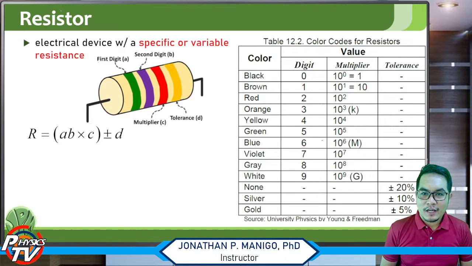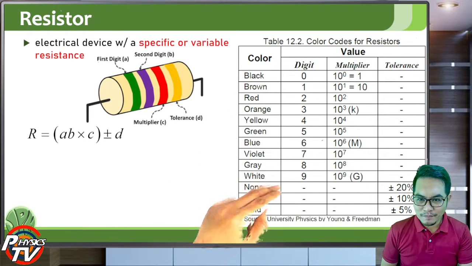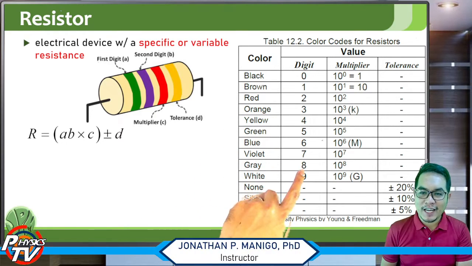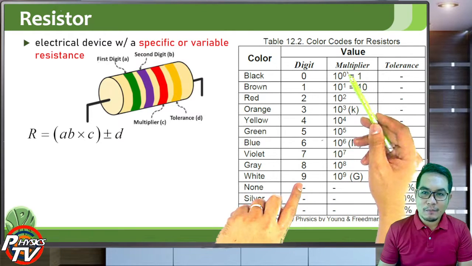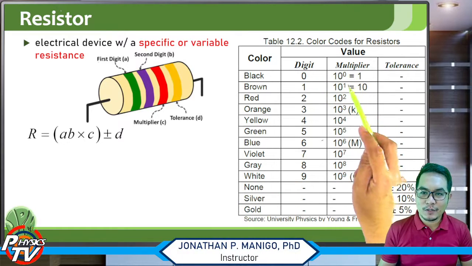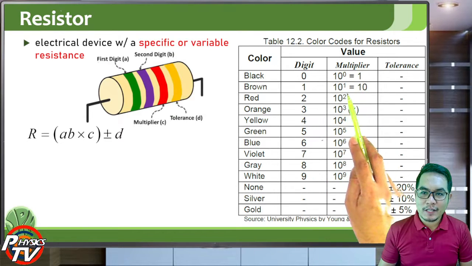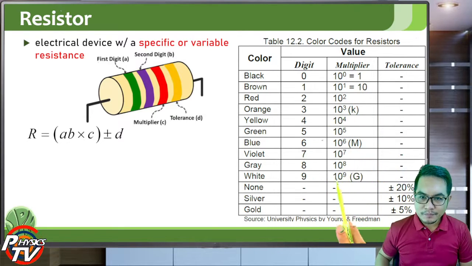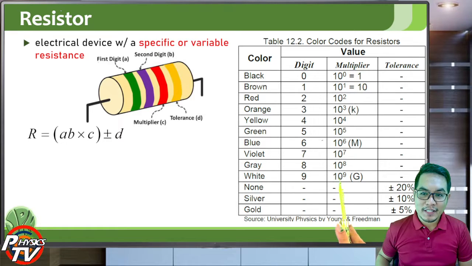Black is 0, brown is 1, red is 2, orange is 3, and so on like the colors of the rainbow. Black, brown, then red, orange, yellow, green, blue, violet, but then you have gray 8 and white 9. That is as a digit, for the first and second bands. For the third band, if it's black, then it's 10 to the 0, or 1. If it's brown, it's 10 to the 1, or 10, and so on. If it's white, its value as a digit is 9, and its value as a multiplier in the third band is 10 to the 9.